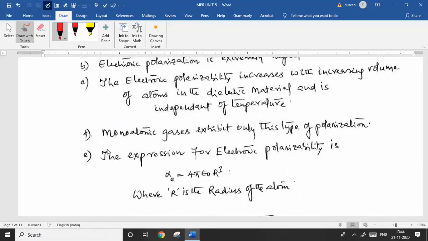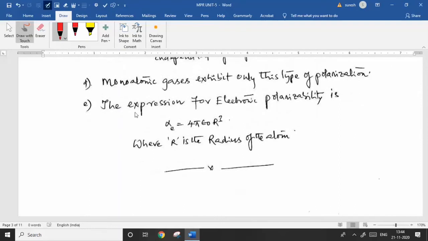So let me explain this point here. The electronic polarizability increases with increasing volume of atoms in the dielectric material, and it is always independent of the temperature. And similarly, go for another topic, which is that monoatomic gases exhibit only this type of polarization.